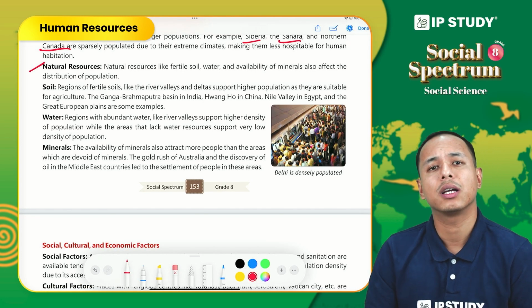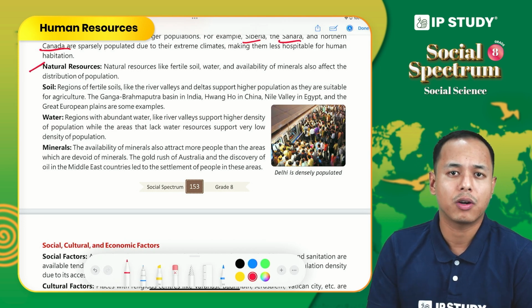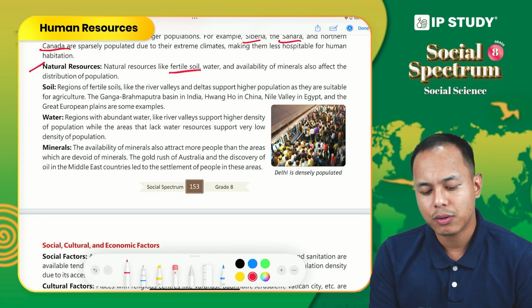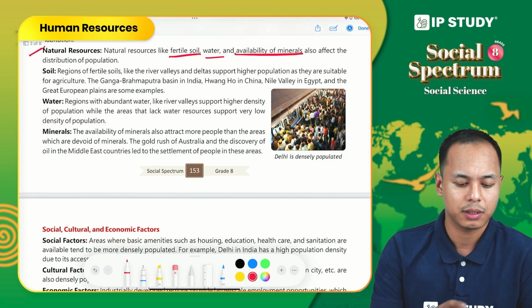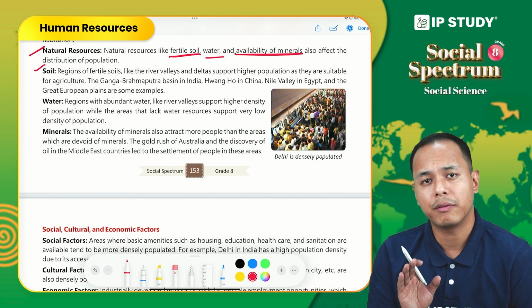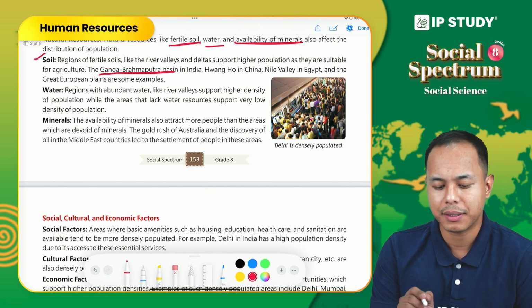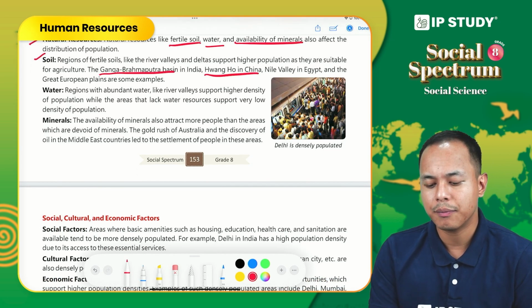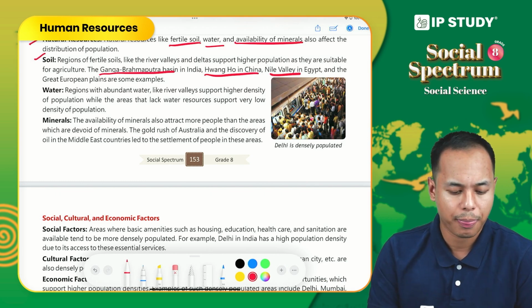Thirdly, natural resources. Places where natural resources are available, or we can say fertile soil, abundant water supply or minerals are available, people tend to live in those regions. Fourthly, soil. Regions with fertile soil are densely populated in comparison to regions where soil is not that fertile. For example, the Ganga-Brahmaputra basin in India, Hwang Ho in China, Nile Valley. So these regions are densely populated because of the fertile soil.